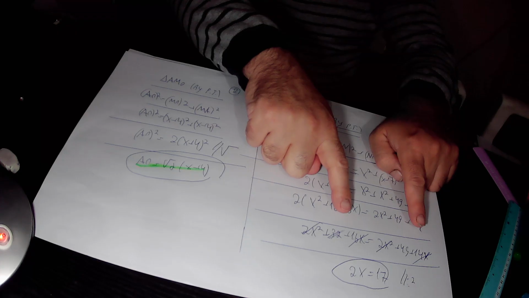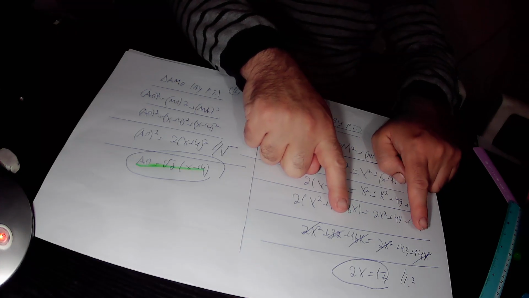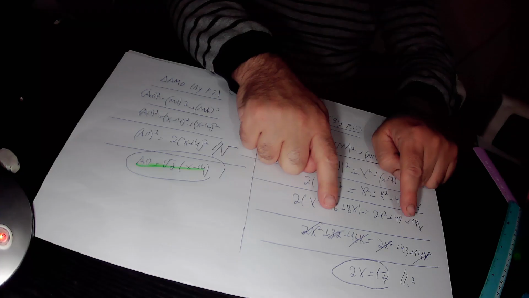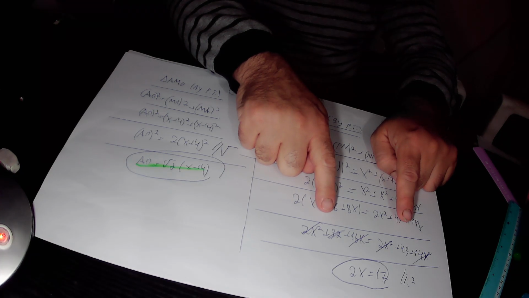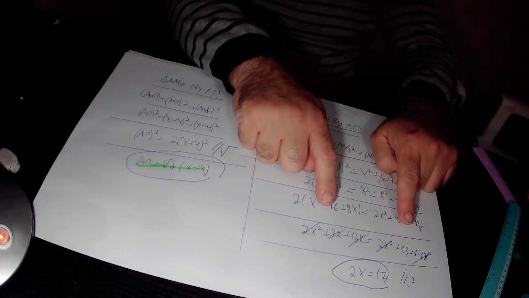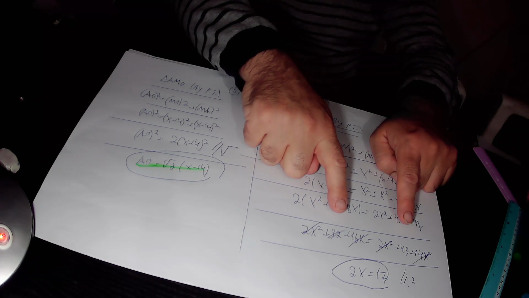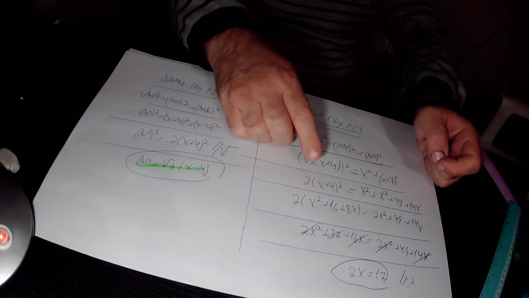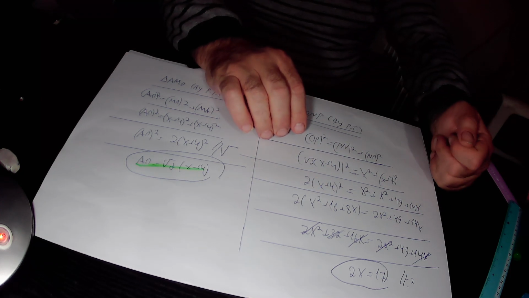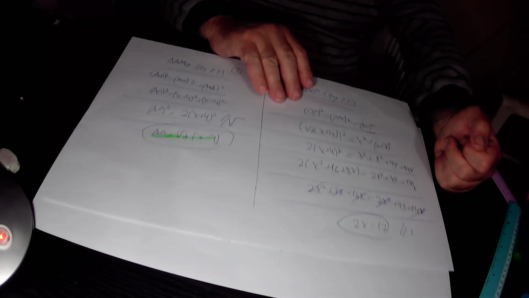16x minus 14x is 2x, 14x minus 14x is 0, and then we subtract 32 from this equation. So 32 minus 32 is 0, and 49 minus 32 is 17. So in total we found out that 2x equals 17. Here we divide the equation by 2 and find out that x equals 17 halves.